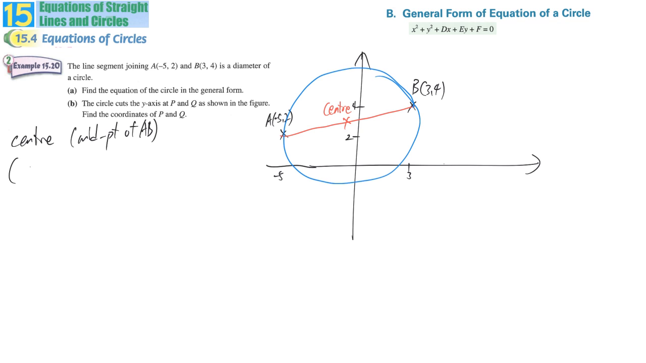X coordinate is -5 plus 3 divided by 2. The middle of -5 and 3 is -1. Y coordinate is 2 plus 4 divided by 2. What's the number between 2 and 4? Of course, it's 3. So we get the center. Afterward, we also need the radius.